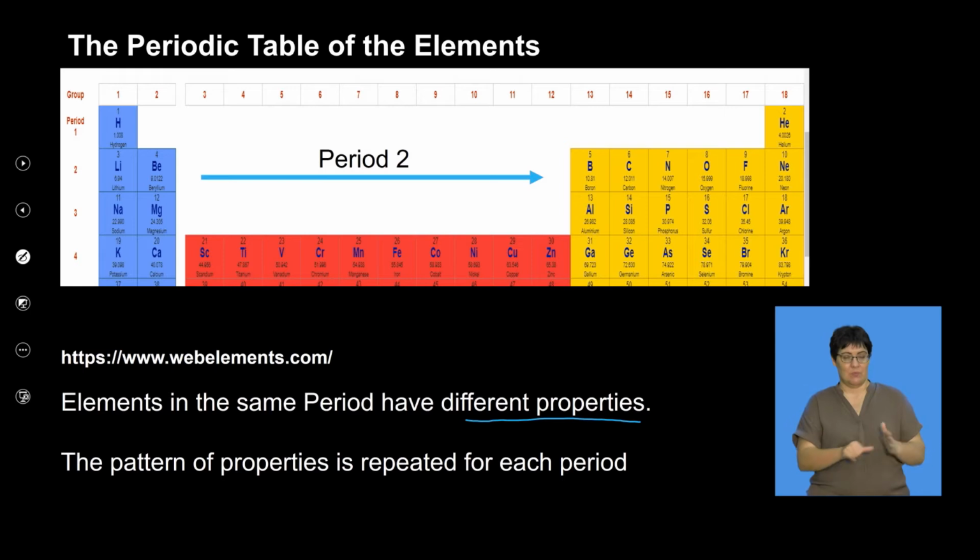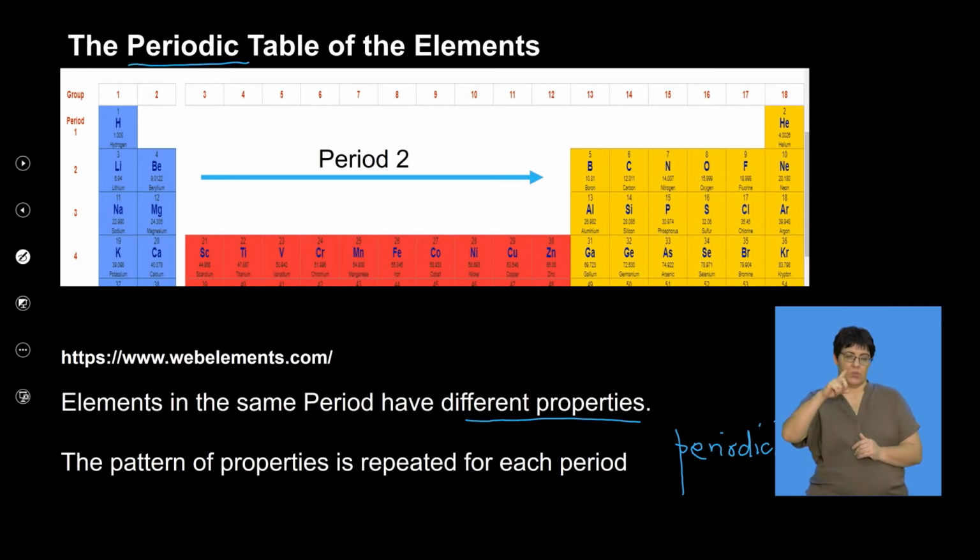And then the pattern of properties is repeated for each period. Hence this has to do with what we call periodicity, right? So if you talk about periodicity, we talk about the repeat in terms of the properties of materials within a period. The trend is repeated for every period. Hence, we call it the periodic table, right?